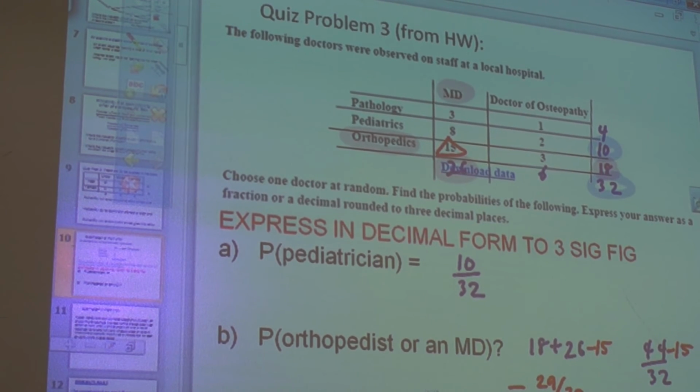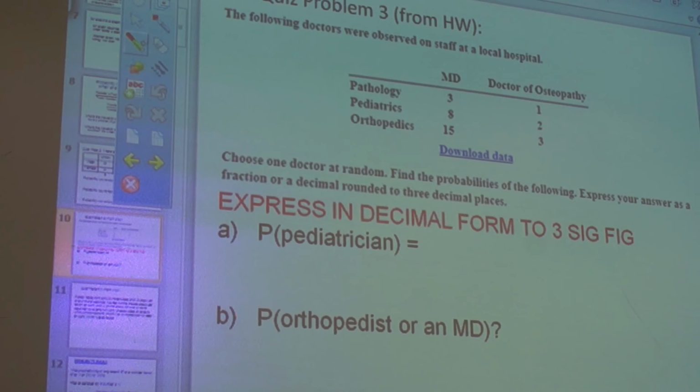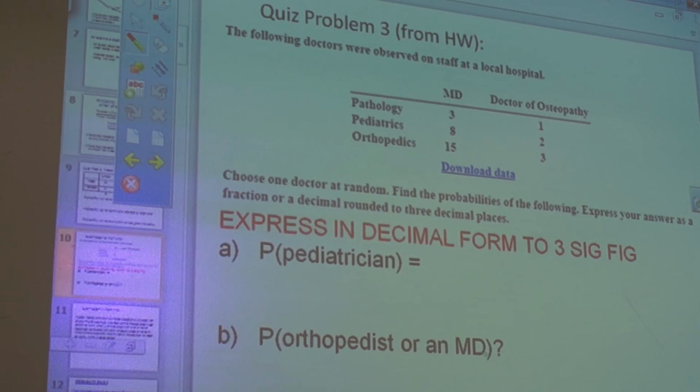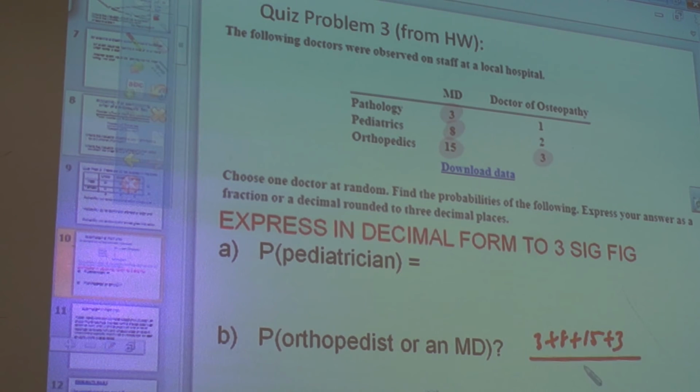Good? All right, yes? I just want to say that I find it easier to just add the totals: 15 plus 3, and then you look at the column, and then plus 3 plus 8. So you don't have to think about subtracting. So what she's saying is, for orthopedists, just add them, for MDs, just add them, and then do 3 plus 8 plus 15 plus 3. You can totally do that also. Absolutely 100%. Good? Out of 32. As long as you have the table. Right? Tables give you all sorts of options.